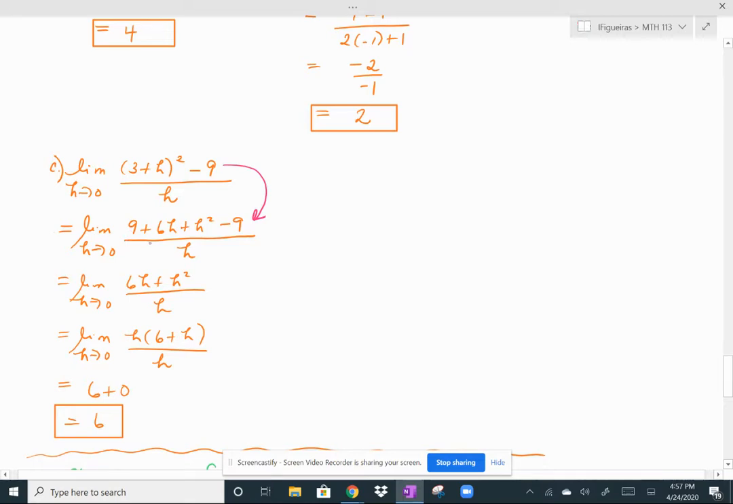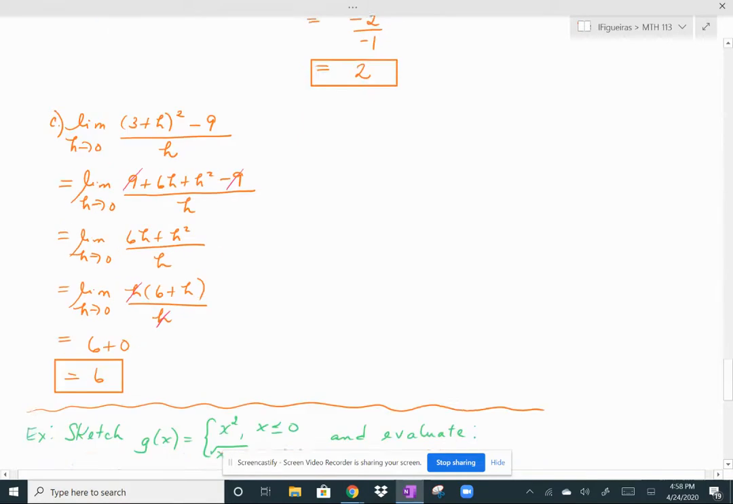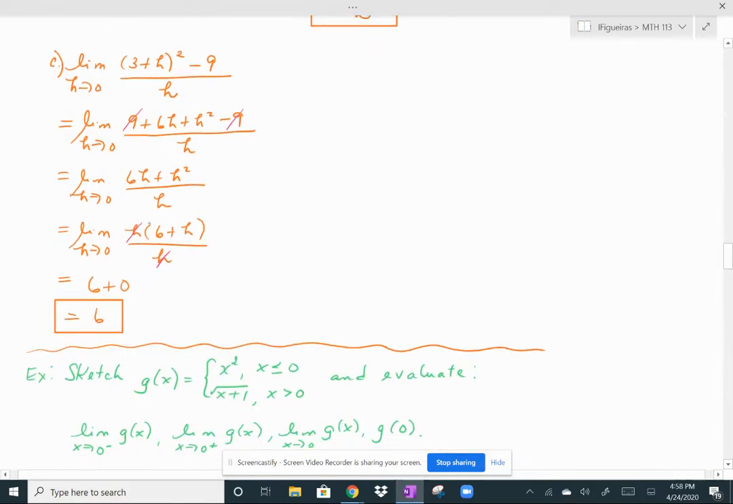So that gives me 9 plus 6h plus h squared minus 9. Now the 9's will cancel, and that leaves me with 2 terms in the numerator, both with a common factor of h. So when I factor the numerator, I have h times 6 plus h over h. Then the h's cancel, and because that h cancels in the denominator, I can now apply direct substitution in for h. So I have 6 plus 0, which gives me a limit value of 6.